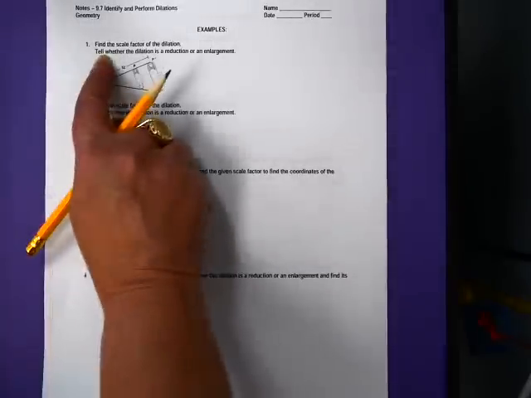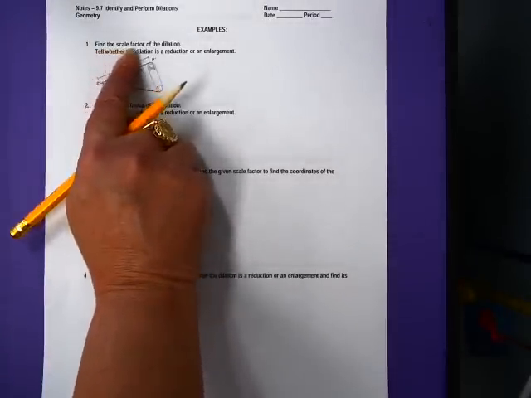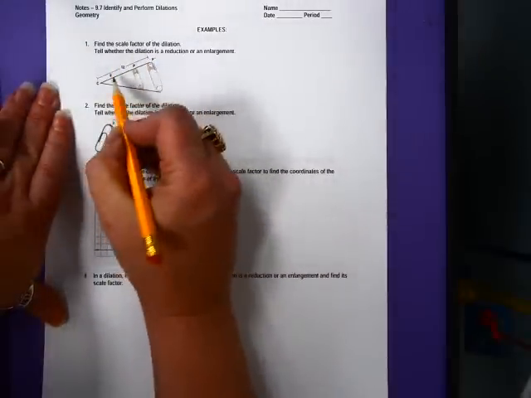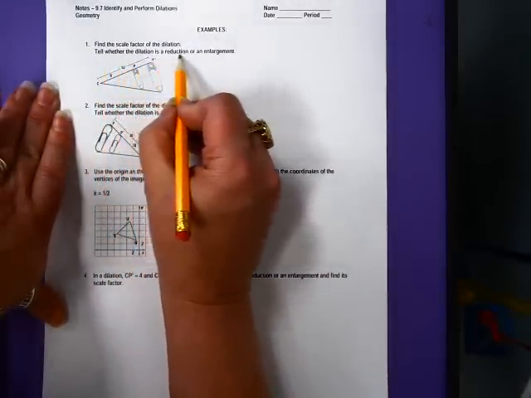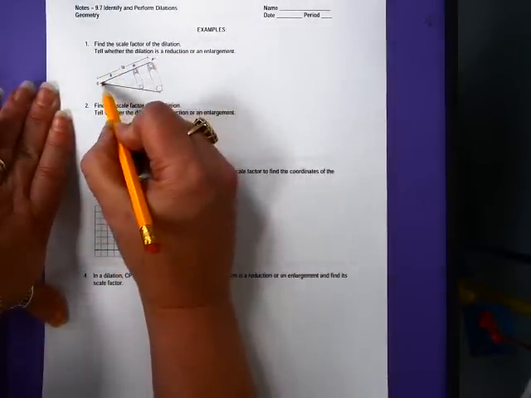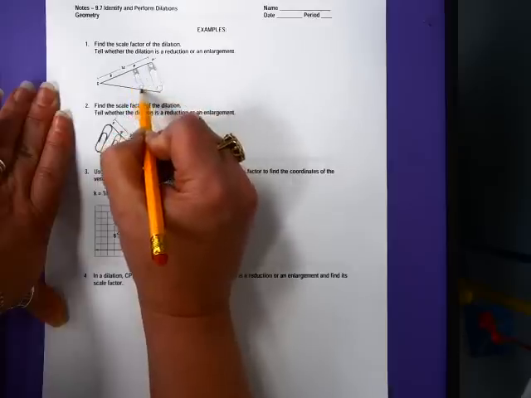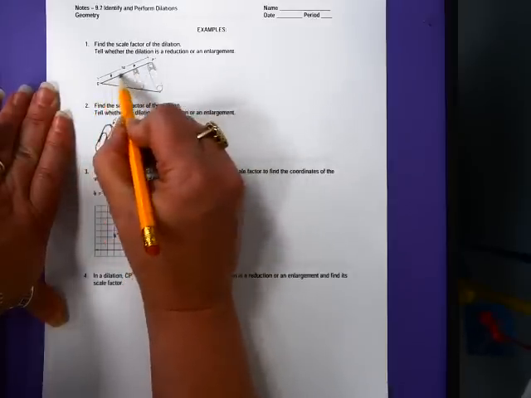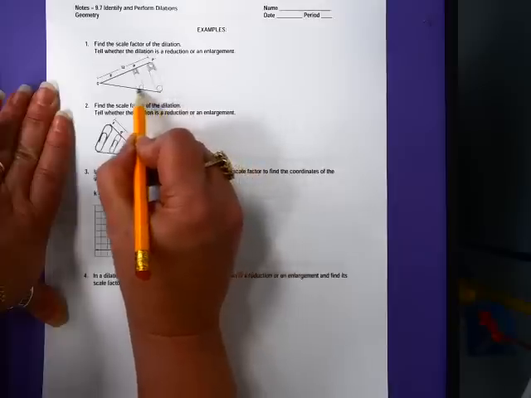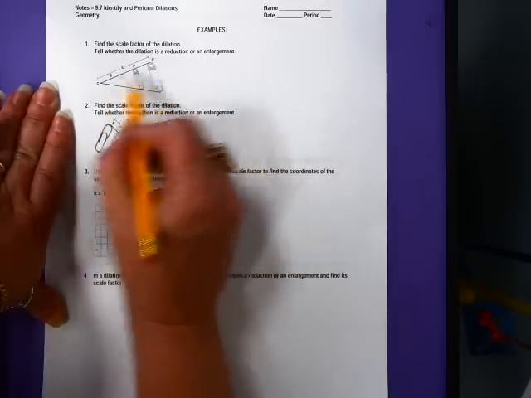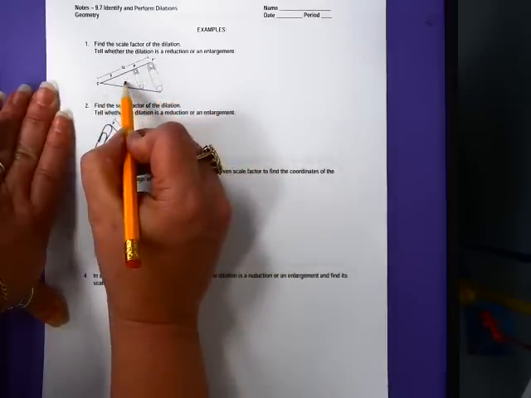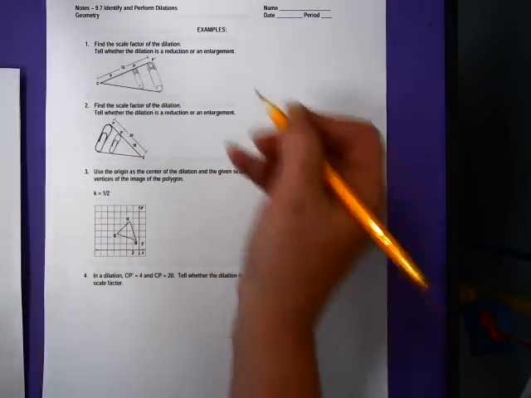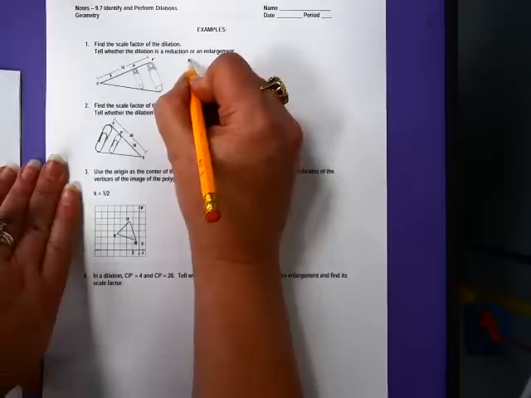Okay, so here in our first example, find the scale factor of a dilation and tell whether the dilation is a reduction or enlargement. First I'm going to focus on this triangle here. We have this triangle, that's the original, and then we have this triangle, that's the transformation. So we're going from small to big, and when we go from small to big, that's considered to be an enlargement.